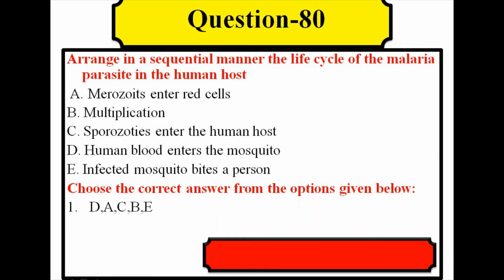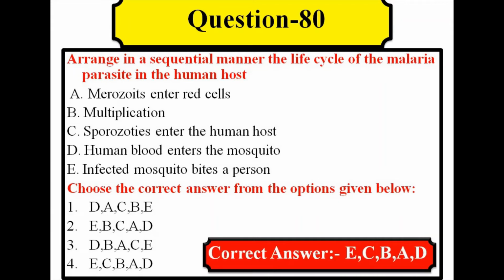D, A, C, B, E. E, B, C, A, D. D, B, A, C, E. E, C, B, A, D. Correct answer: E, C, B, A, D.